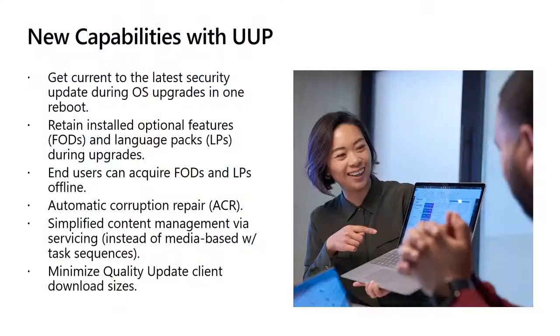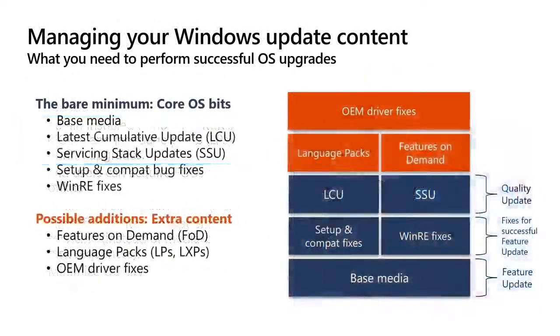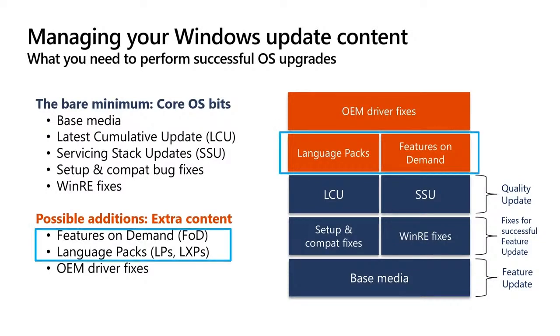There are several new capabilities with UUP. Today I'd like to focus on the ability for UUP updates to automatically retain installed optional features and language packs during Windows OS upgrades. As you are preparing to deploy Windows OS upgrades in your environment, if you have any users who have installed language packs or features on demand, you will want to make sure that that content is migrated through the upgrade so that after the upgrade, those things are still installed.